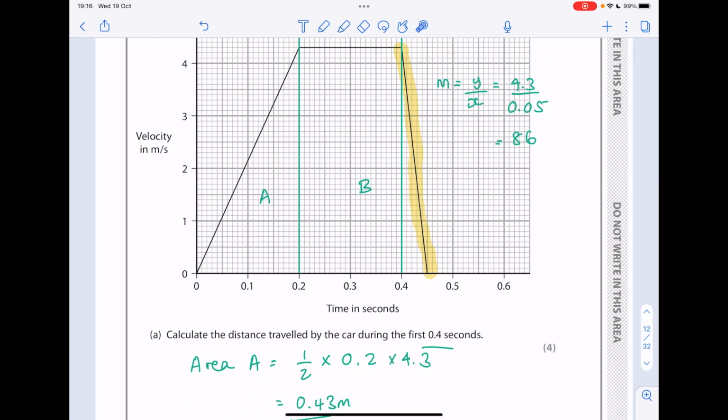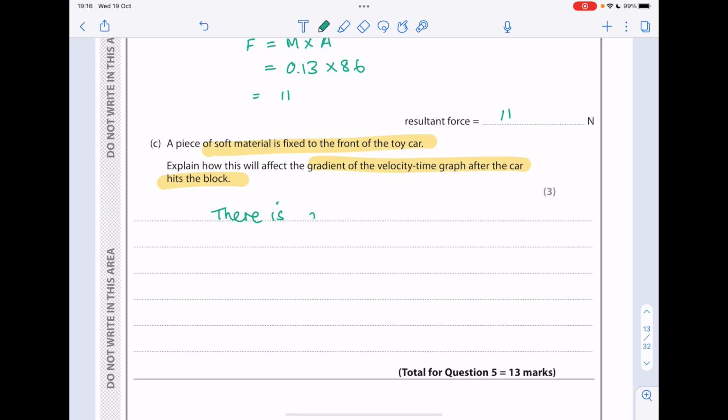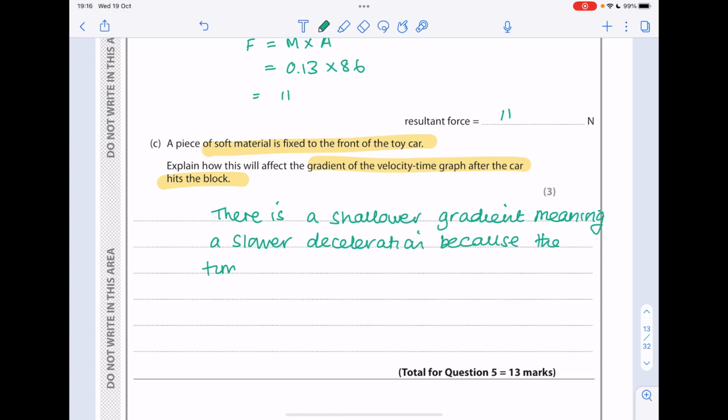So what will happen to this gradient? Well, I'm hoping you'll see that the car will be slowed down more, so therefore we'd expect a shallower gradient. So there is a shallower gradient, meaning a slower deceleration. And why is that? Because the time of the collision has increased.